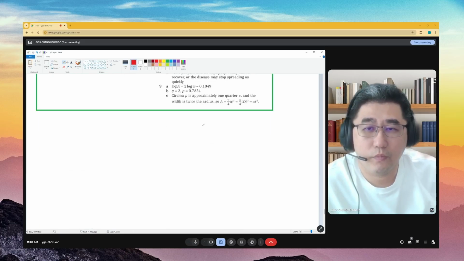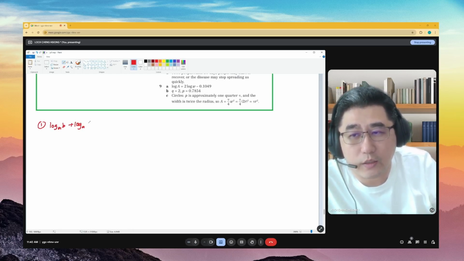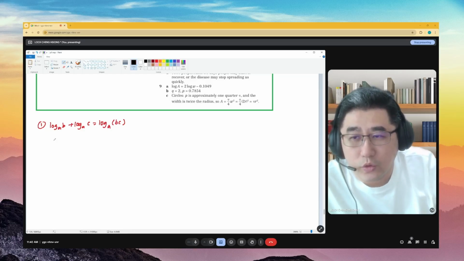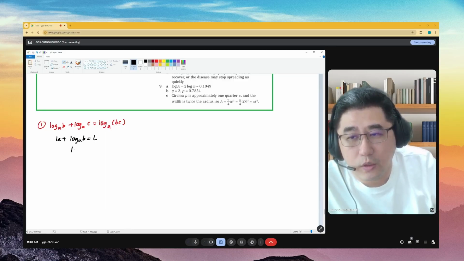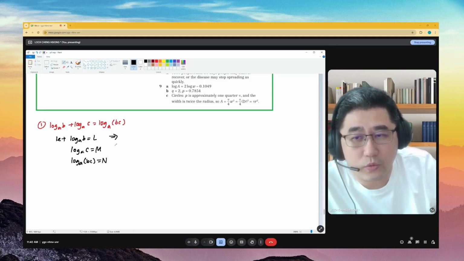Okay, so number 1: log_a b plus log_a c equals log_a of b times c. Why is it true? Let log_a b equal L, log_a c equal M, and log_a bc equal N, according to the indices rule. Rule 0, the definition.